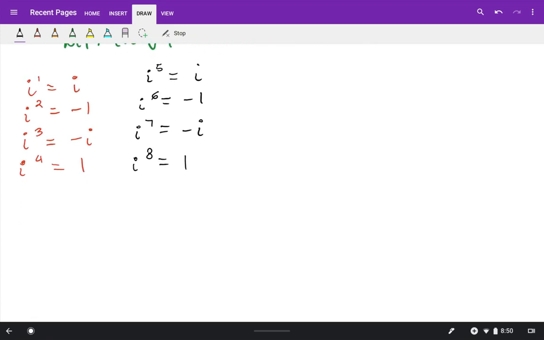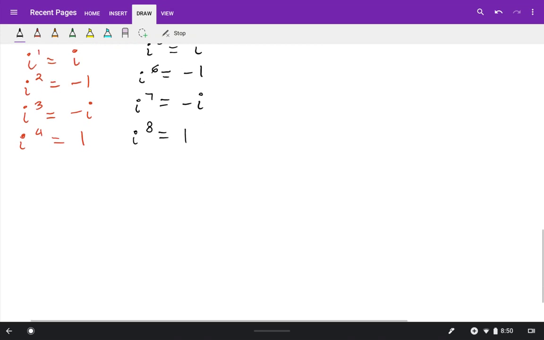So what you may see on the test and also on your homework are problems like this. Example: evaluate powers of i. Okay, let's do 2 examples. A, you need to figure out what is i to the power of 28.